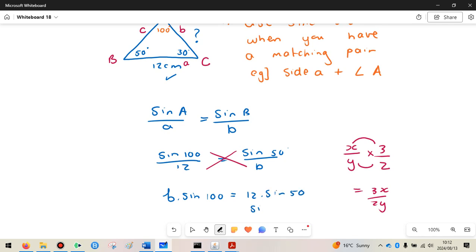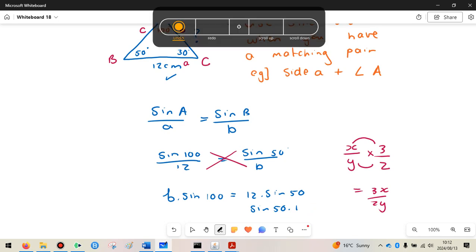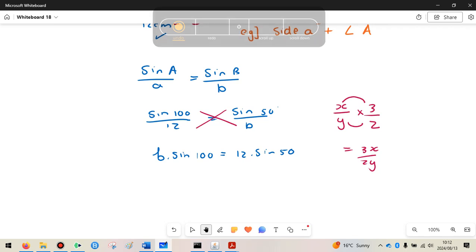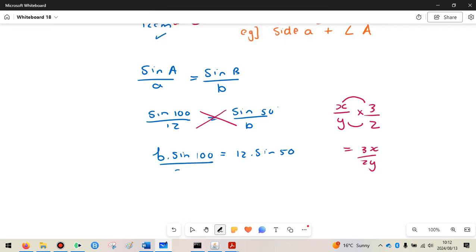I'm careful to write sine 50 times 12, just in case people make a silly error on the calculator and they end up saying sine 50 times 12, instead of sine 50 multiplied by 12. So I'll just try and avoid any little errors we can make here. Then to get b by itself, we're going to divide both sides by sine 100.